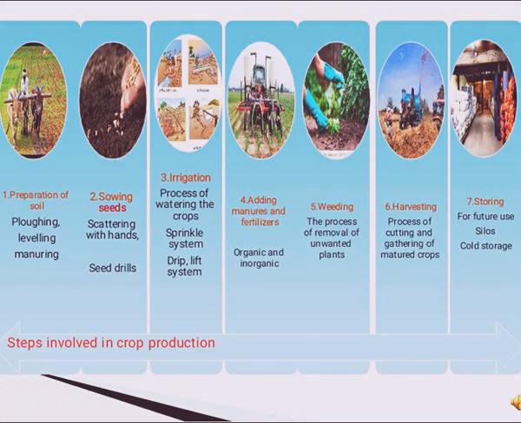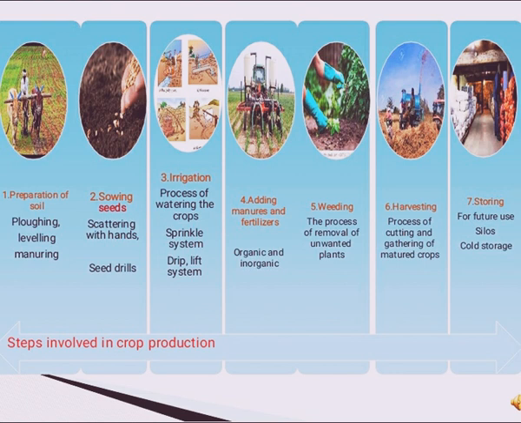Number 1. Preparation of soil. Number 2. Sowing of seeds. Number 3. Irrigation. Number 4. Adding manures and fertilizers. Number 5. Weeding. Number 6. Harvesting. And number 7. Storing.